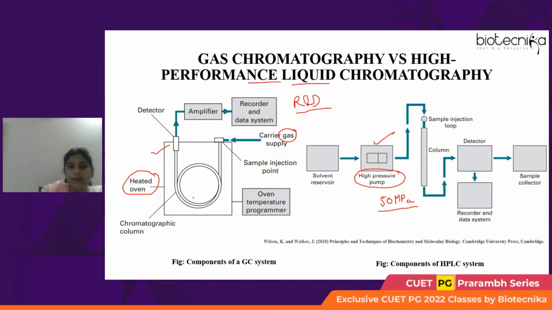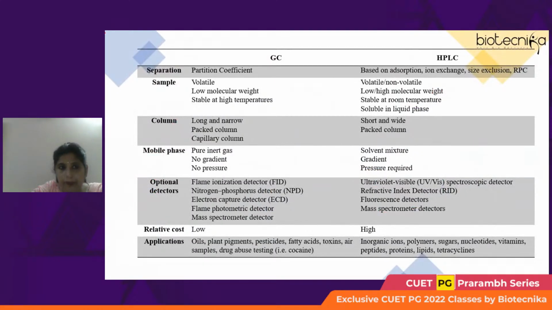Here you can see the differences. There is a difference in the column. In gas chromatography, an oven is used, but it is not used in HPLC. The short form of high performance liquid chromatography is HPLC, and gas chromatography you can write as GC. Both chromatography systems have recorders and detectors. So let's compare both of them. First you have to remember the principle on which these two chromatography techniques work. In gas chromatography, the separation is based on partition coefficient. Please learn this concept.